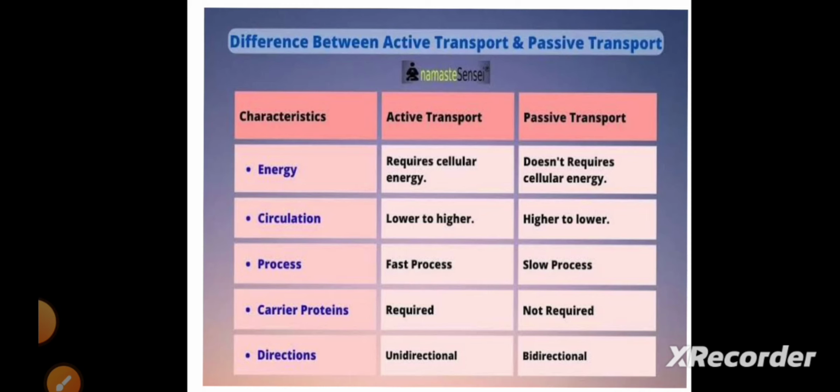Direction is unidirectional in active transport, and in passive transport it is bidirectional in nature. So this is all about active transport and passive transport.